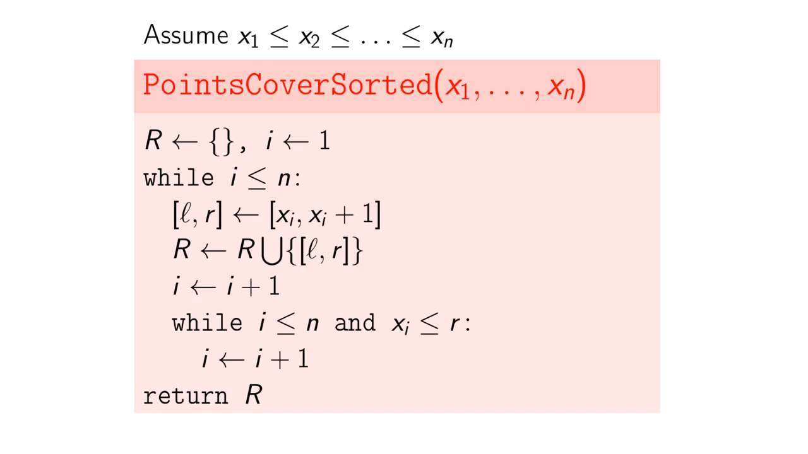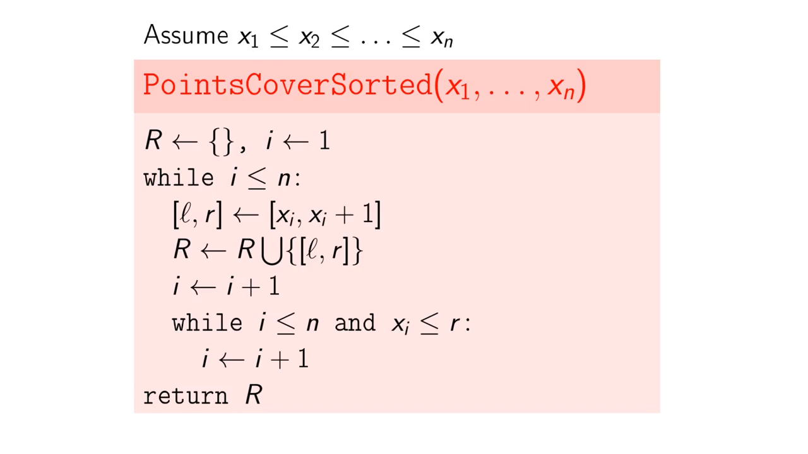Now, we go through the points, we find the leftmost point. Currently, i is pointing to the leftmost point in the set, and at the start of the while loop, i will always point to the leftmost point which is still in the set. Now we cover it with the segment from L to R, which has unit length, and the left end in the point x_i. So this is a segment from x_i to x_i plus 1.